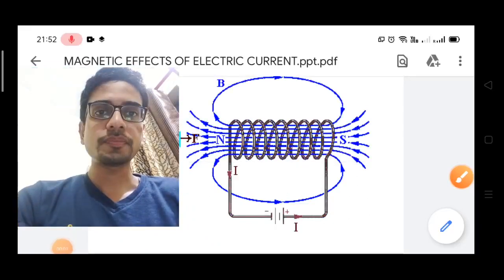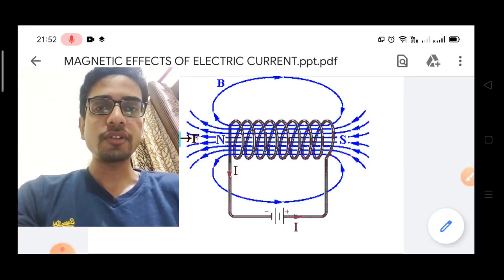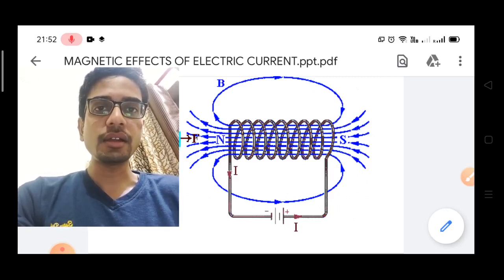Good morning, students. This is the second class for chapter 13, Magnetic Effects of Electric Current. Previously, you have studied that every current carrying conductor has a magnetic effect, or every current carrying conductor acts like a magnet.